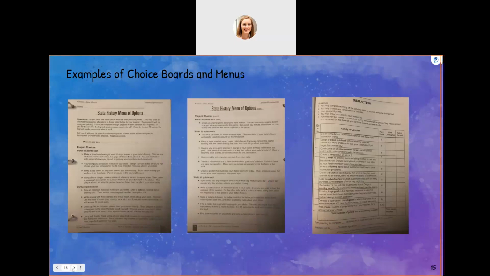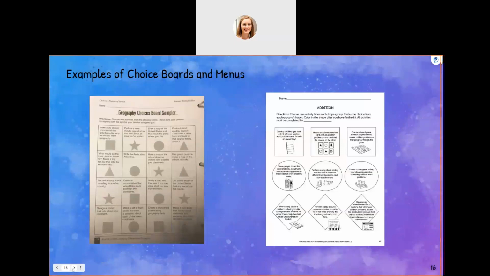Here's another example of some choice boards. In the geography example, you'll notice that they're coded by a shape. And so they're asking students to choose 2 activities on this one. So they've given them 16 activities, but they only have to choose 2. And the teacher is going to assign the student a symbol. And then the student has to pick from the activities from their symbol. So really, the students only have 4 choices to choose from, because let's say I was assigned a star, but I'm going to look and I'm going to pick 2 activities from only the star activities.